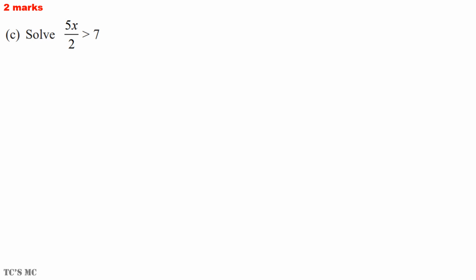Solve the following inequality. For a question like this, I am going to use the flowchart method. I have x, multiply it by 5, and then divide by 2, and that gives us 7. To go backwards, we need to do the opposite. We need to multiply by 2, and then we need to divide by 5.